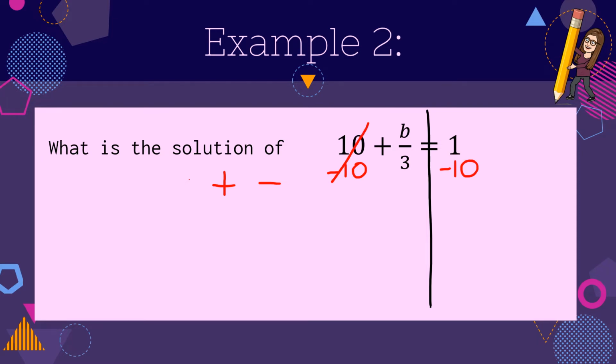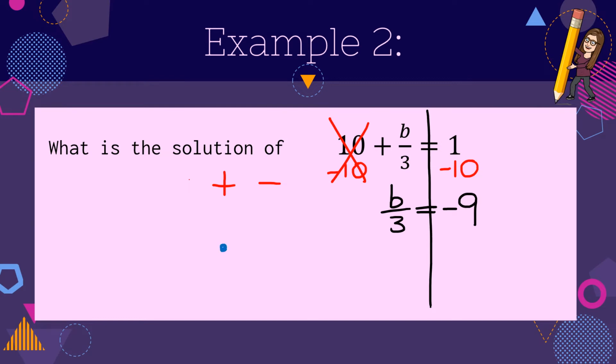So a positive 10 and a minus 10 cancel out. That's what we need. In this case, the b over 3 falls down, the equals falls down, and on the right side, we have a calculation of 1 minus 10, which is negative 9.